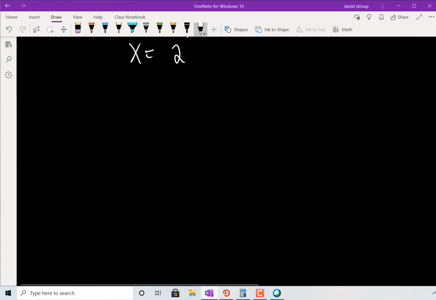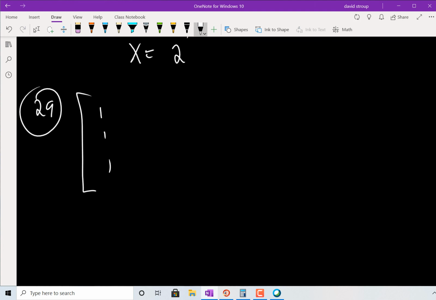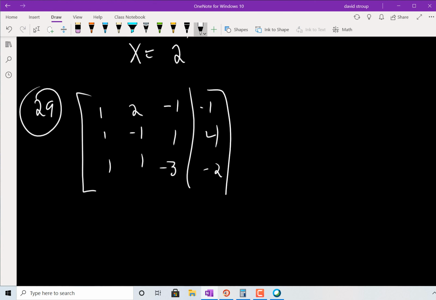Okay, so let's try one of those. This will be number 29. I'll try to copy it correctly this time. Again, I apologize. Sometimes, I swear. -3, and then -1, 4, -2. Okay, seriously, I'm looking at my paper to make sure it's copied correctly.